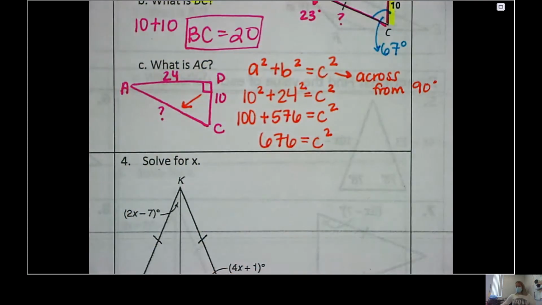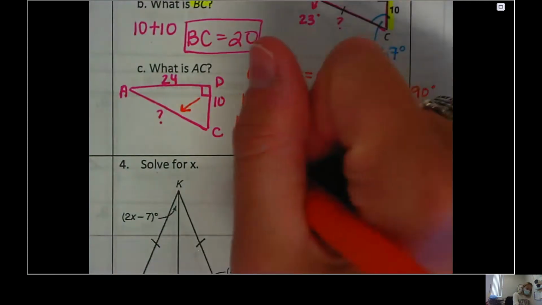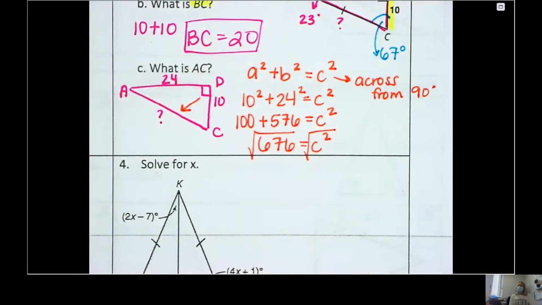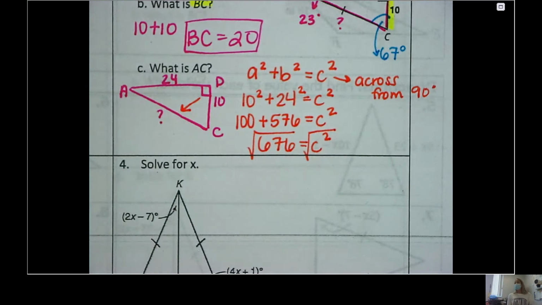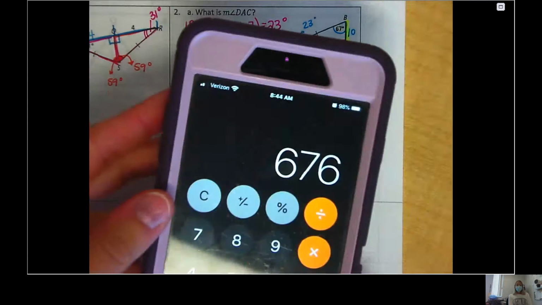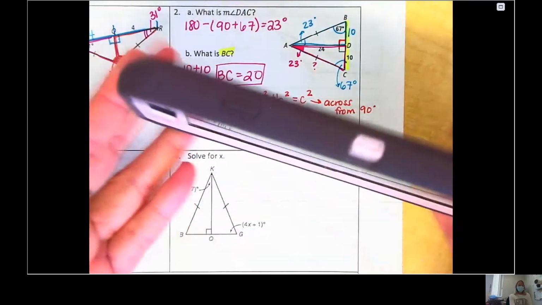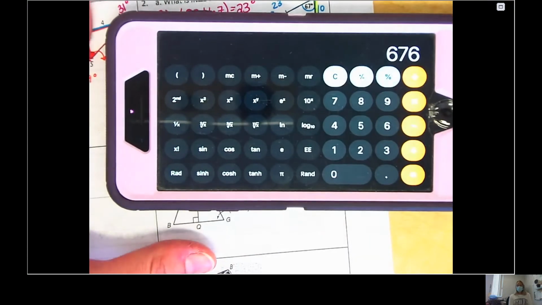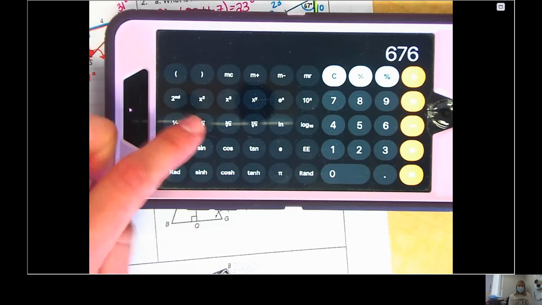And I've got one last step to get the c all by itself. How do you get rid of squaring something? Square rooting. Nice. So do you guys remember doing this square root when we did the distance formula at the beginning of the year? Remember that? Maybe? No? So if you go to put this into your calculator on your phone, you're going to put the number 676 first, and then you have to turn it sideways. Do you remember doing this? And then the square root is the one with the little 2 right next to it.